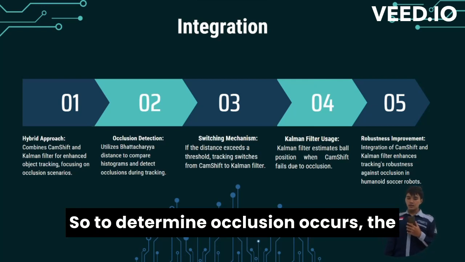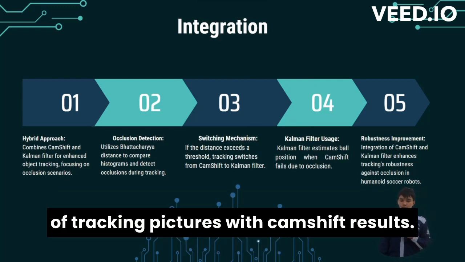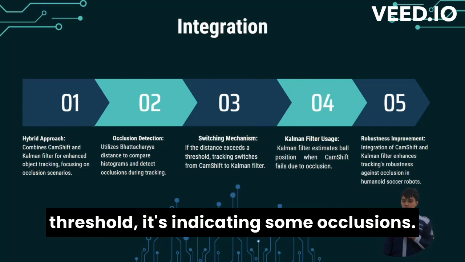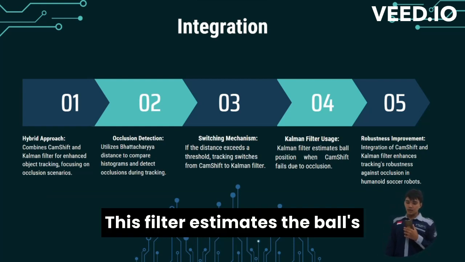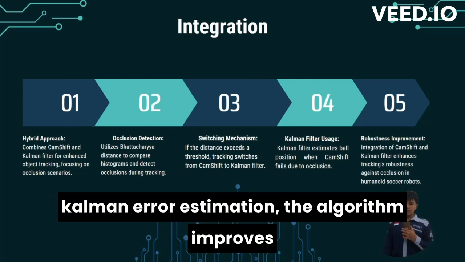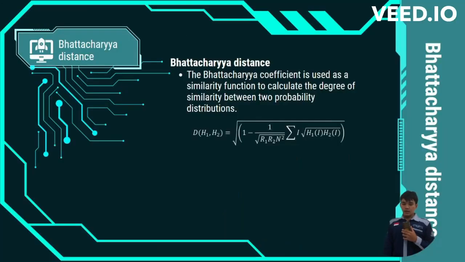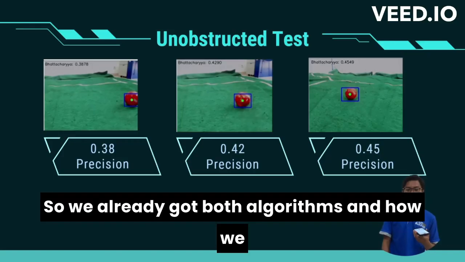So, to determine when occlusion occurs, the Bhattacharya distance is used, comparing histograms of tracking features with Camshift results. If the distance exceeds a threshold, it indicates some occlusion. Then, the tracking switches to the Kalman filter. This filter estimates the ball's position when Camshift fails by integrating Camshift for detection and Kalman error estimation. The algorithm improves object tracking robustness against occlusion in humanoid soccer robots. And then we have the Bhattacharya distance. Here are the formulas.